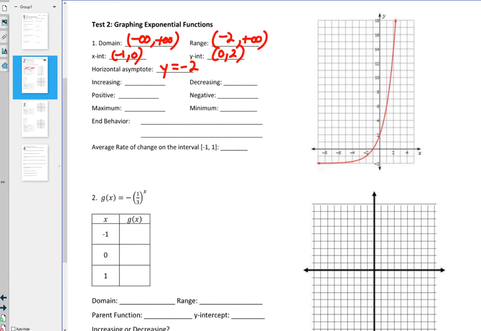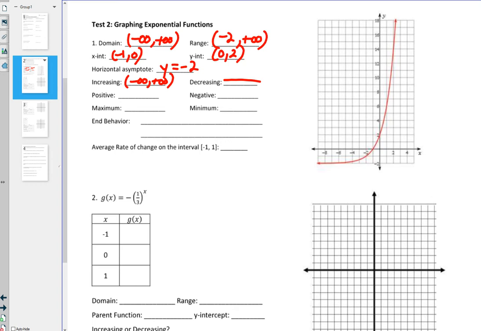Is this particular function increasing or decreasing? Yeah, this is a growth. As we go left to right, it's also going up. So this is increasing throughout the entire domain. When they ask it to you this way, increasing or decreasing, you just repeat whatever you had in the domain. In this case, since it's increasing throughout, therefore, it's not decreasing.